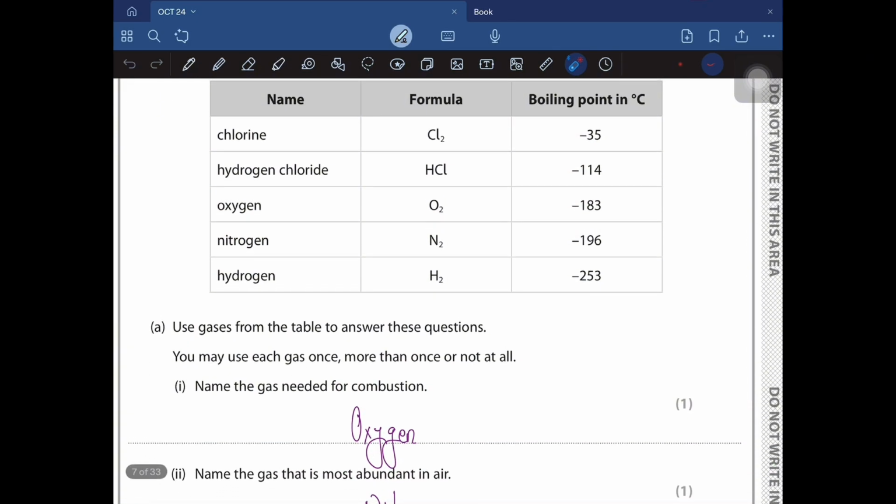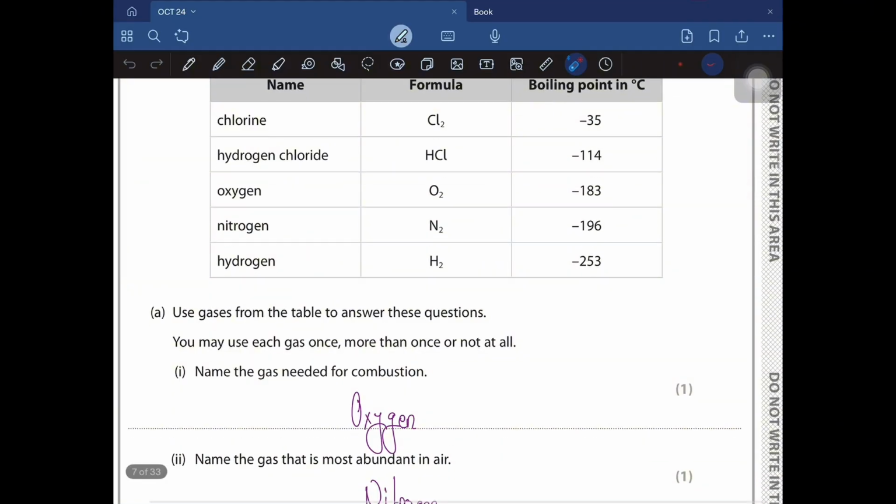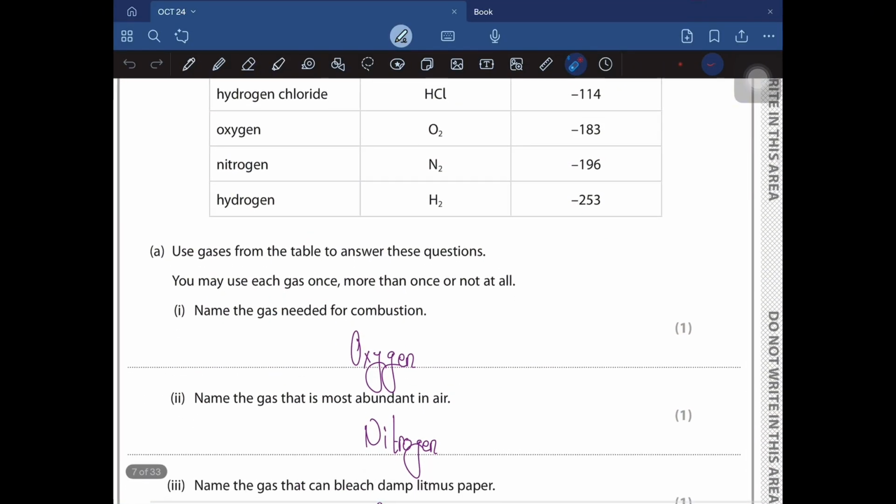Name the gas that is most abundant in the air. That is going to be nitrogen. Nitrogen occupies approximately, I forgot the exact percentage, but it is going to be nitrogen first of all, then oxygen, then other gases such as argon, and there is a proportion of carbon dioxide as well. So that is going to be nitrogen.